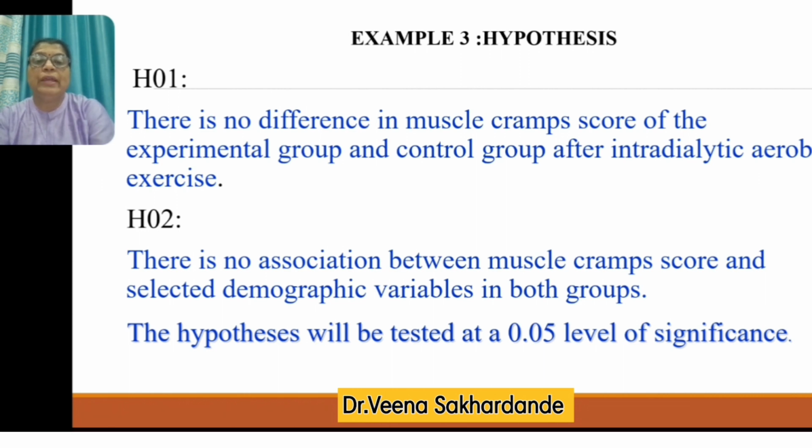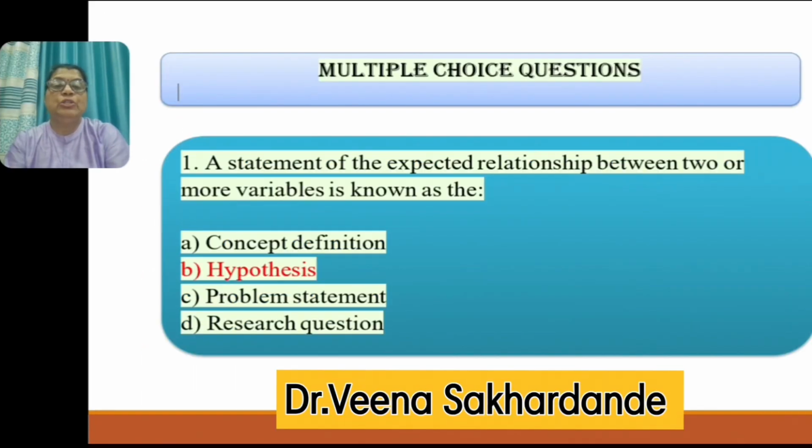We can divide this into H01, H02 and H03, for the control group separately and for the experimental group separately, whereas for the association also we need to write the hypothesis, and then this hypothesis is tested at the 0.05 level of significance. So this is the way we write the hypothesis for the experimental study. This is the third, current example, the framing of hypothesis this way for the experimental group, control group and for association. Now we will see some multiple choice questions.